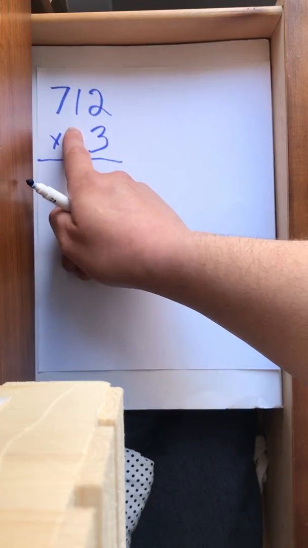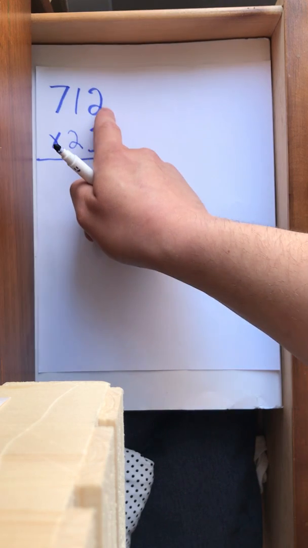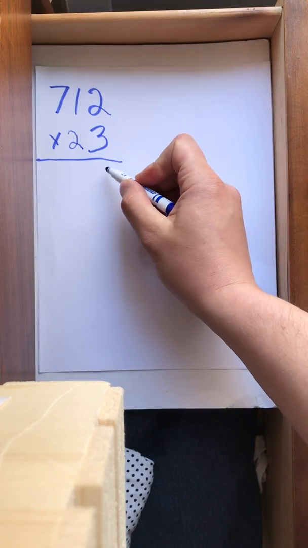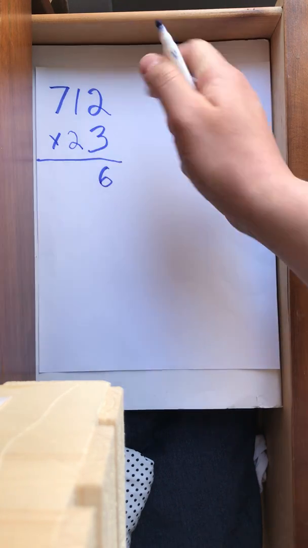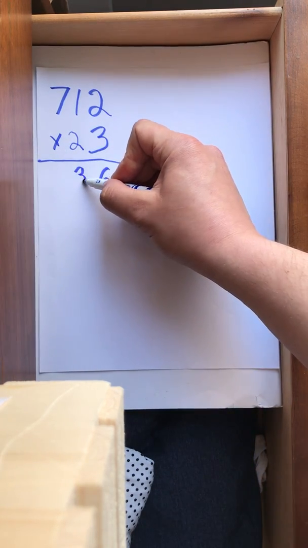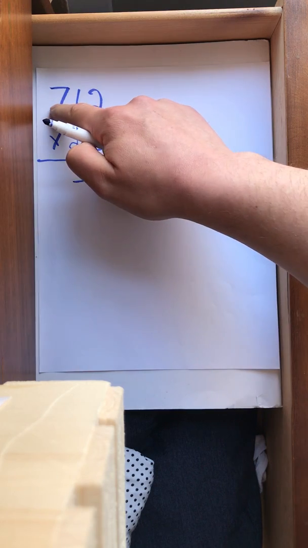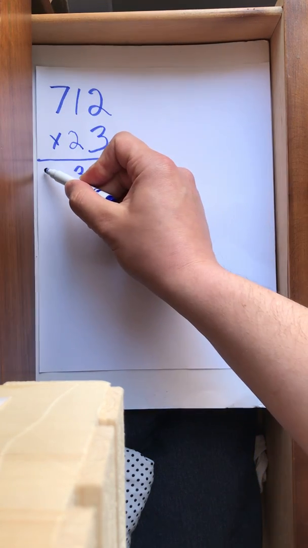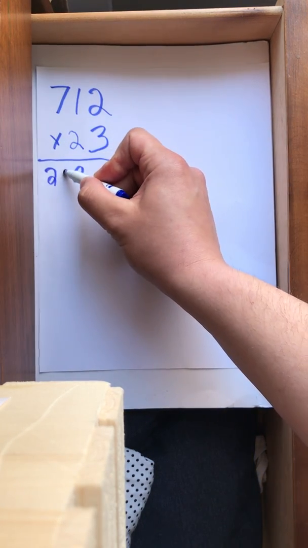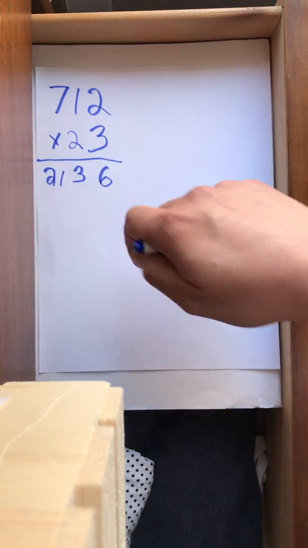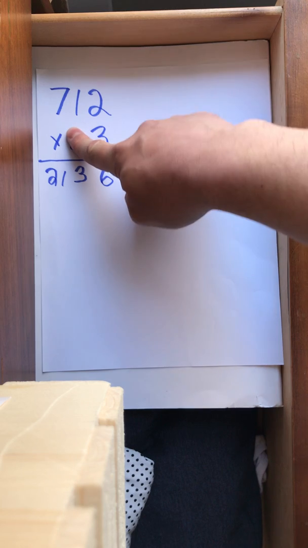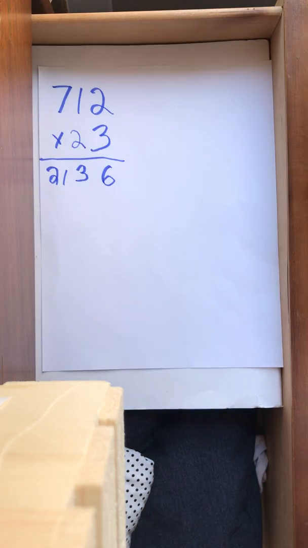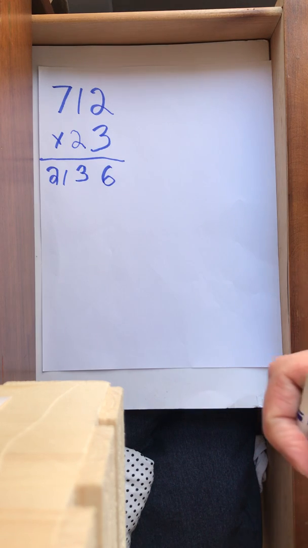If you have your multiplication chart handy, you'll know that 3 times 2 is 6. Boop. 3 times 1 is 3. Boop. And then 3 times 7 is 21. Boop, boop. So if the question was what 712 times 3 is, we would have our answer. Boom, done. But that is not the question. We are asked what 23 times 712 is.